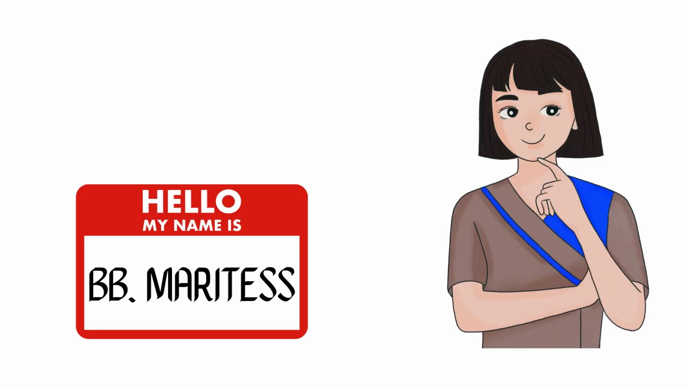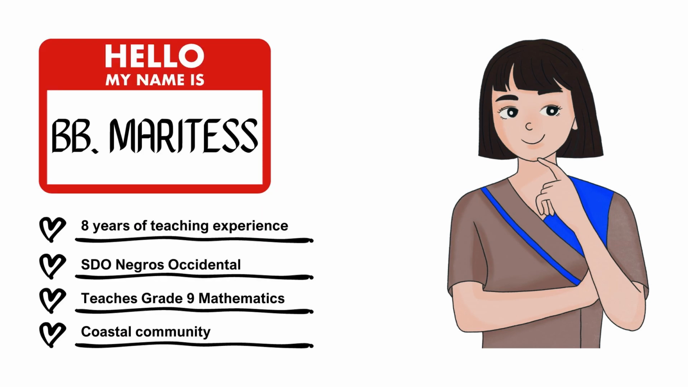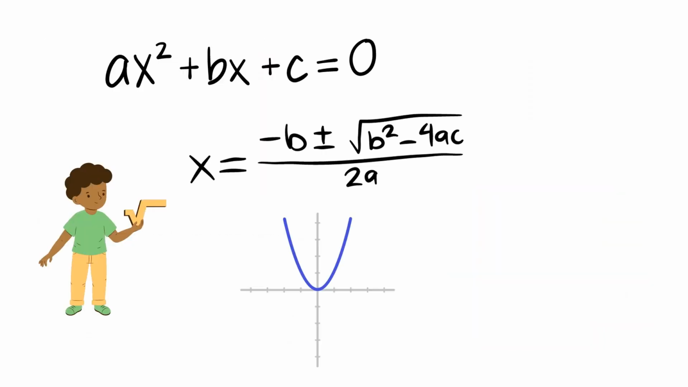Before we proceed with our discussion, I'd like to introduce you to Binibining Marites. Binibining Marites is a teacher from the school's division of Negros Occidental. She has 8 years of teaching experience and she teaches grade 9 mathematics. She lives in a coastal community in the south of Negros Occidental, in the same town where her school is located. Her lesson for the first quarter was on quadratic equations, extracting the square root of a given number, finding the roots of a quadratic equation, and sketching the graph of a quadratic function.